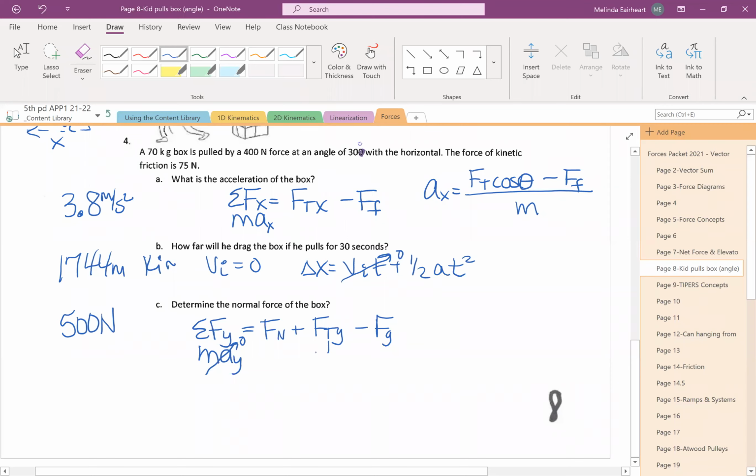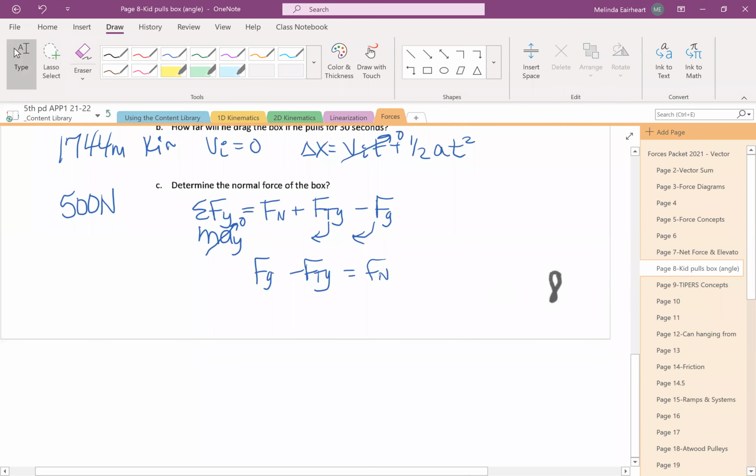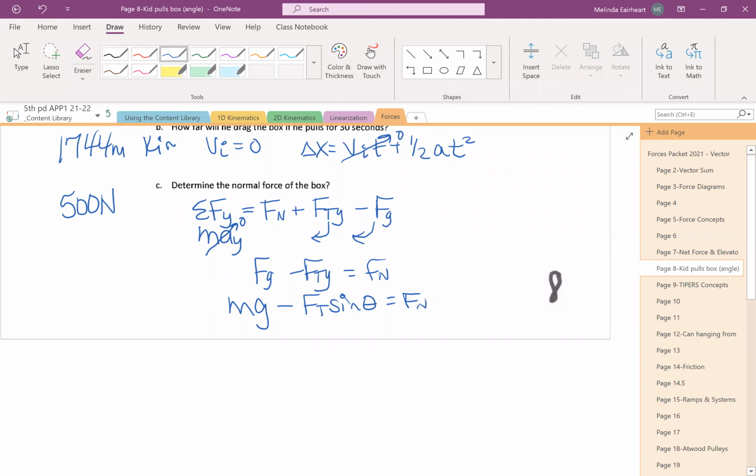And so to solve Fn, move those two to the other side, just like last time, and we get a positive Fg minus the Fty. And I think it turns out not same number, but same variable, right? And so mg and then minus Ft sine theta. It's a different number because we gave you a different tension and a different mass, right? And so I think you should get, with 10, I got 500.